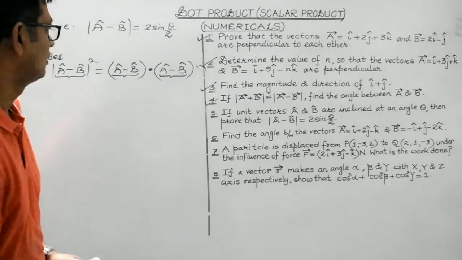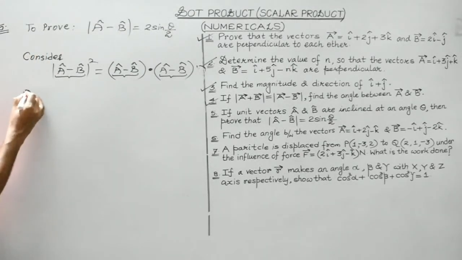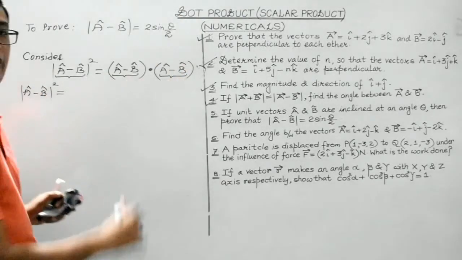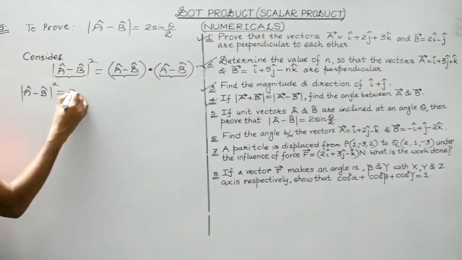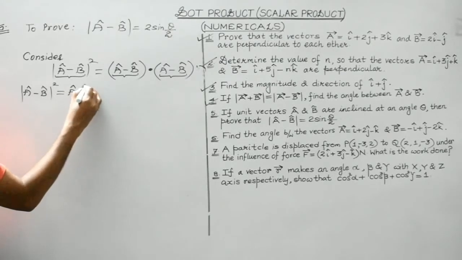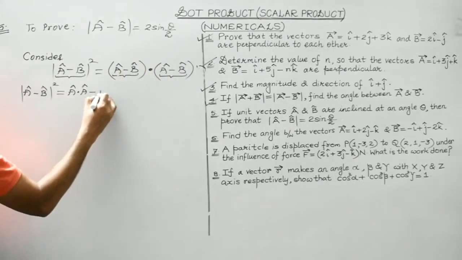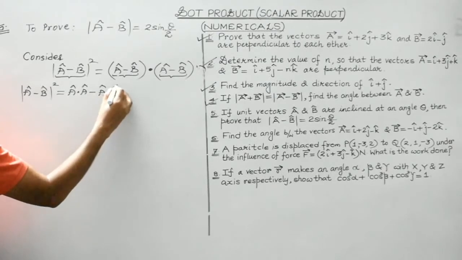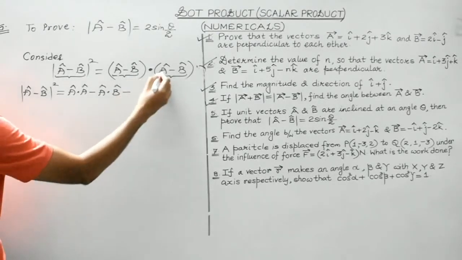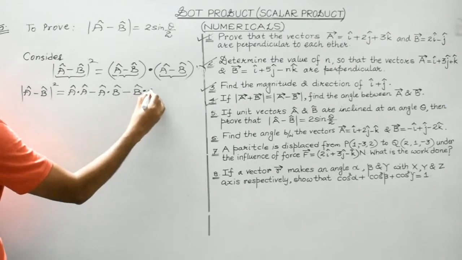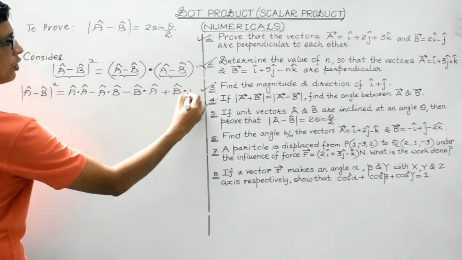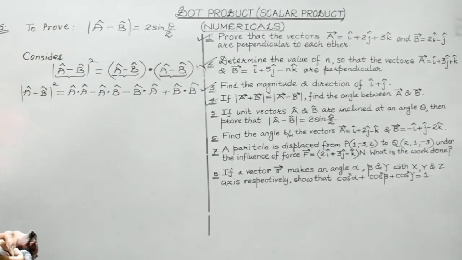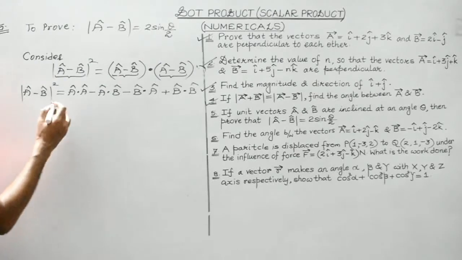It's clear, students? Okay. Now, A cap minus B cap square. Now let's try to evaluate it, just as was done in the previous question, right? So A cap dot A cap minus A cap dot B cap, this is the dot or scalar product, minus B cap dot A cap, minus minus will become plus B cap dot B cap. Clear, students? Okay, let's evaluate further.